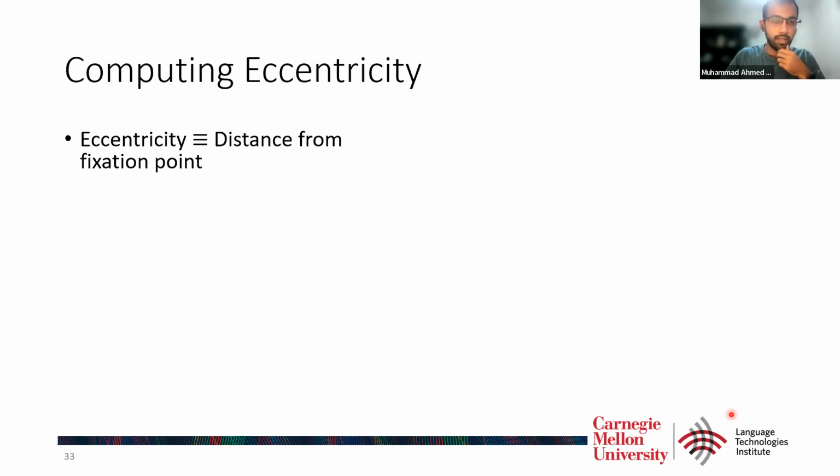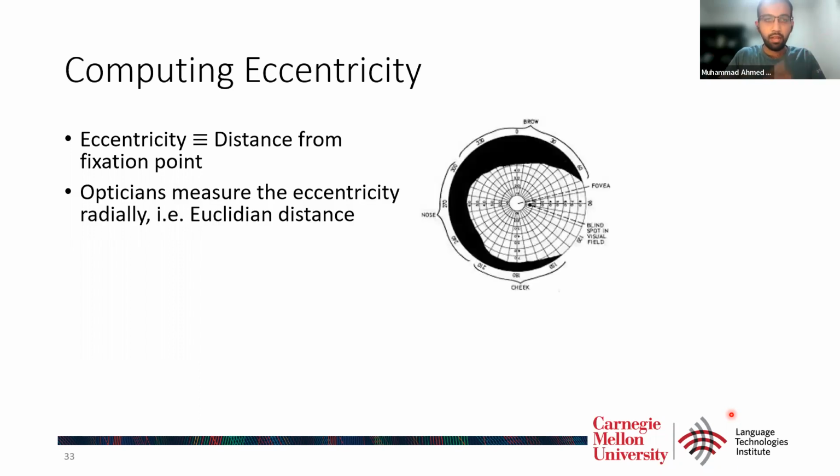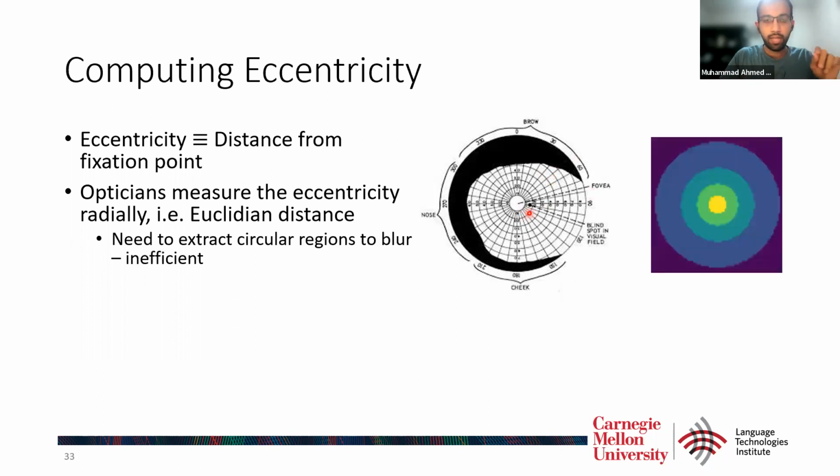The second thing here is computing eccentricity. Eccentricity basically means distance from the fixation point. Now, in opticians, or in the field of optics, this distance is measured as the radial distance or the Euclidean distance between any point on the image and the fixation point. Now, the consequence of that is that you get this type of area.